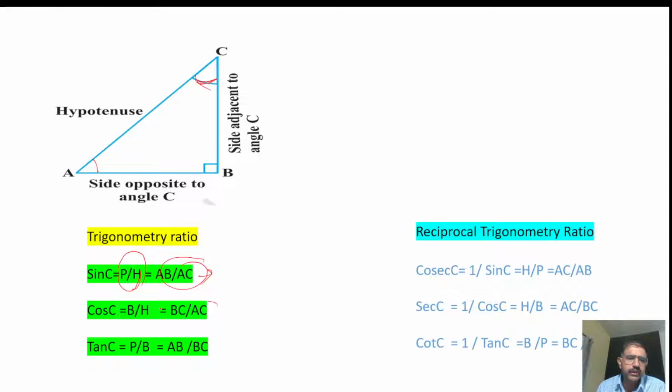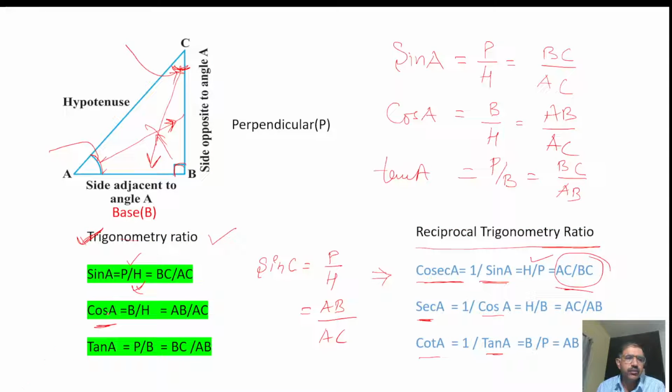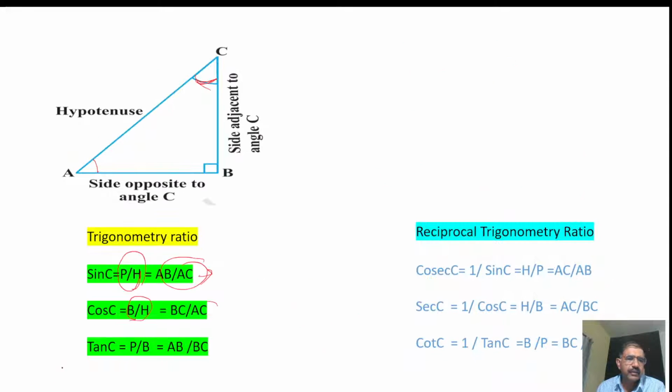Similarly, for cos C the formula remains the same, base upon hypotenuse, just as it was for cos A. But now the base will change. Corresponding to this angle, the base will be BC now. Earlier it was different. Similarly, we can find the reciprocal trigonometric ratios.